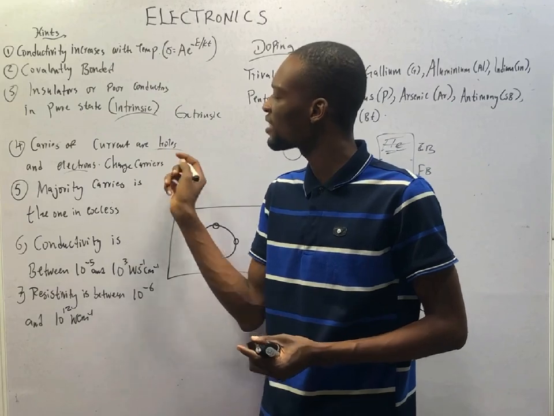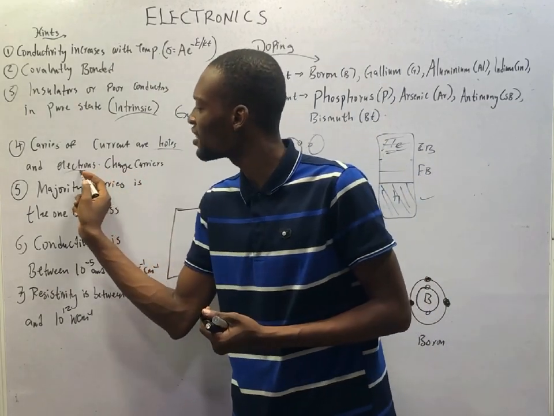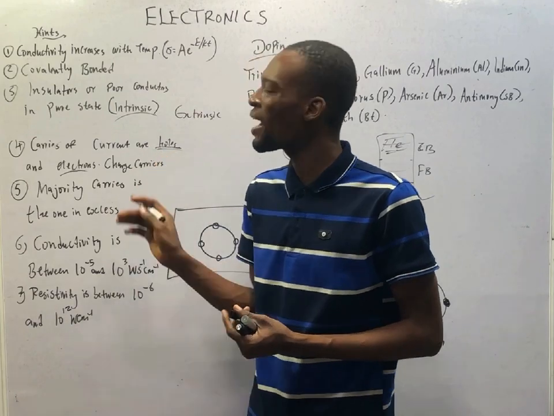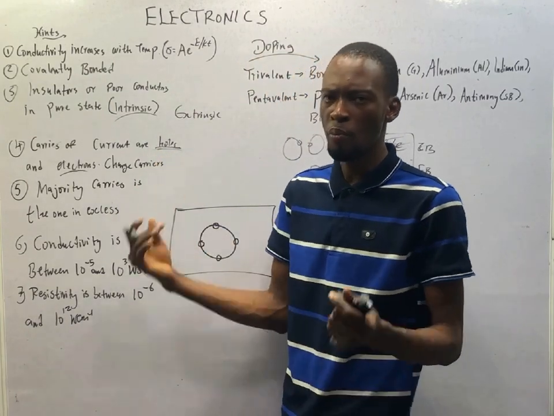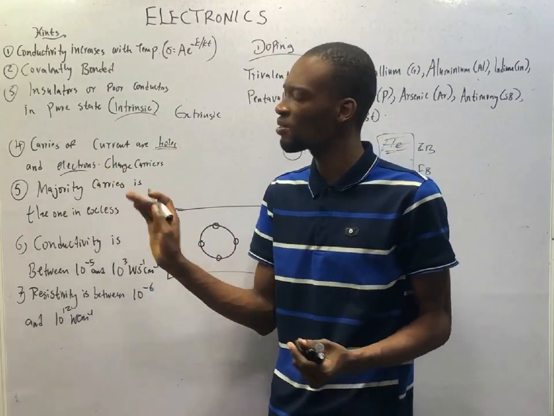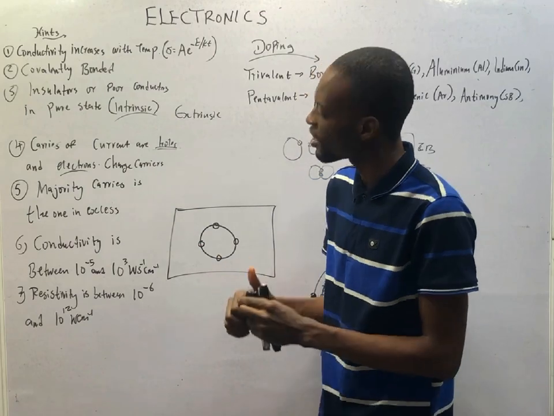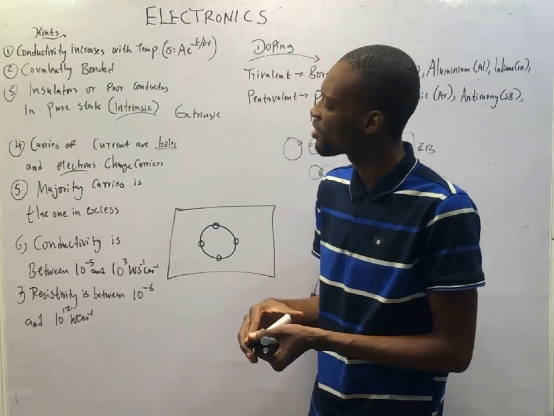Holes are positive charge carriers, while electrons are negative charge carriers. The magnitude of the charge of the holes and electrons are equal but opposite. So holes, positive charge carriers; electrons, negative charge carriers. Semiconductors conduct by means of holes and electrons.